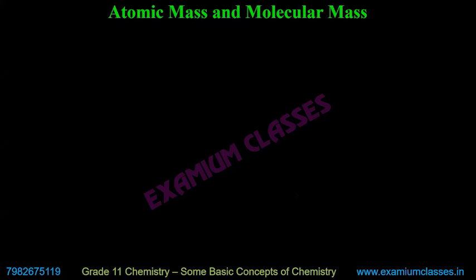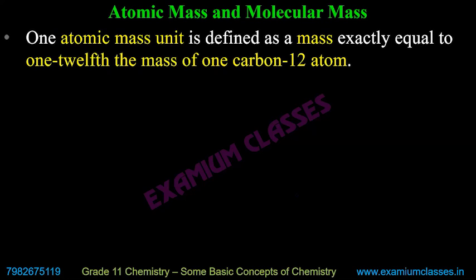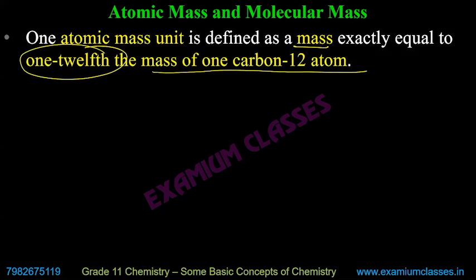Now, atomic mass and molecular mass. The students remain confused, however, this is 9th standard that I am covering here. One atomic mass unit is defined as mass exactly equal to 1/12 the mass of one carbon atom. Now, why did we need atomic mass? We needed atomic mass because we can't use grams there. Gram is a much larger unit as compared to the atomic mass unit.